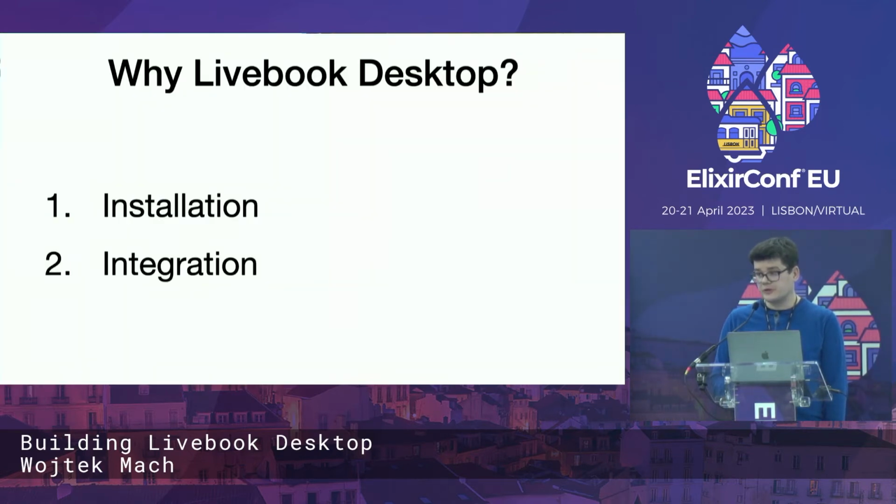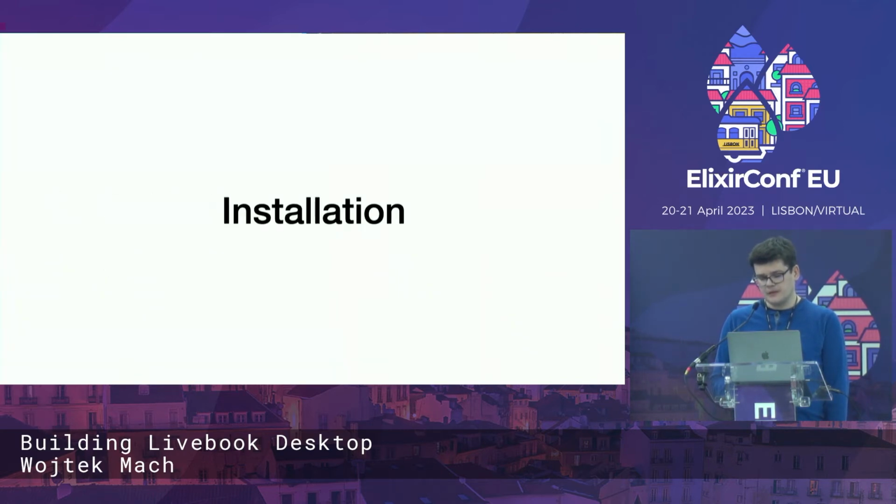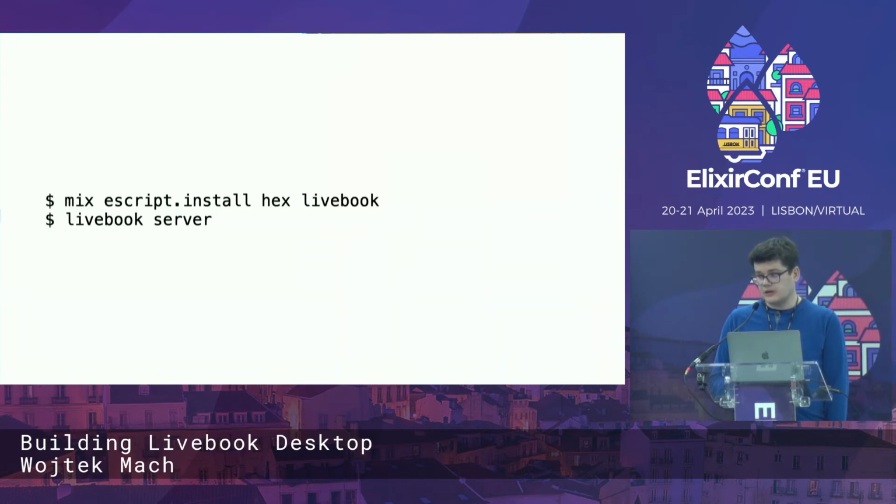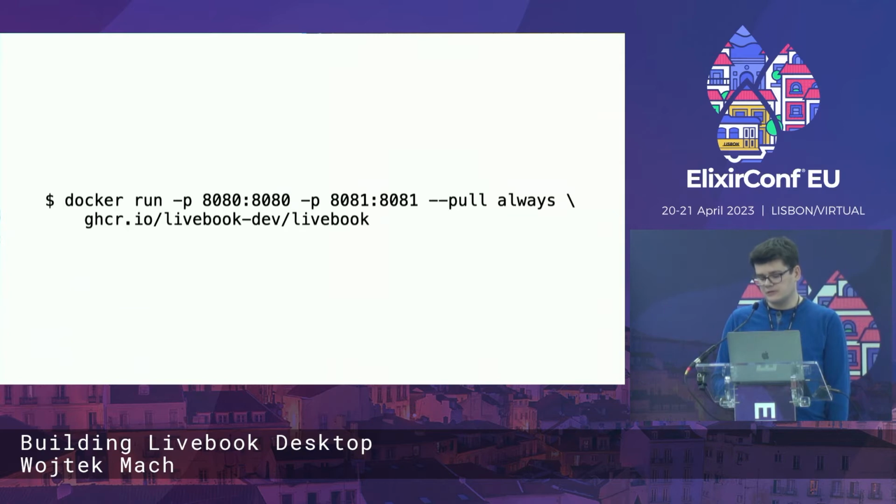So there were two main reasons why we created Livebook Desktop, and this is installation and integration. So installation: if you already have Elixir installed, then it's super easy to use Livebook. You can just mix escript install Livebook from Hex and then run Livebook server, and that's it. If you don't have Elixir, but you have Docker, then you can just run this command to use the Docker images that the team maintains.